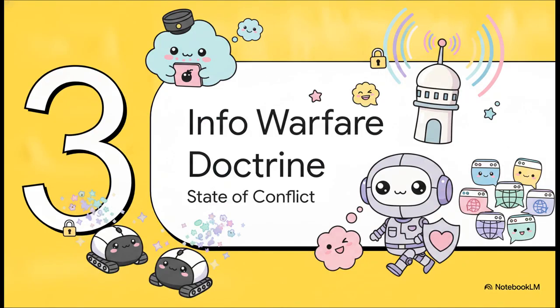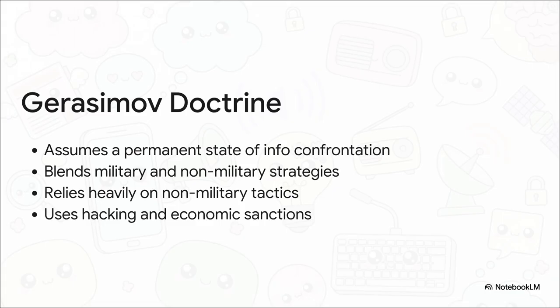Section 3. The information warfare doctrine, a permanent state of conflict. We have to understand the military philosophy behind this, which intelligence analysts call the Gerasimov Doctrine, named after a powerful Russian general. It basically assumes a permanent state of information confrontation. Under this framework, a staggering 75% of the strategies used to weaken a rival have absolutely nothing to do with the military. We're talking propaganda, hacking, economic sanctions.